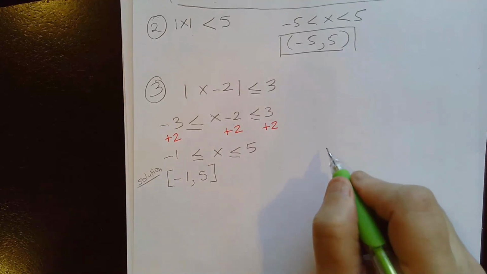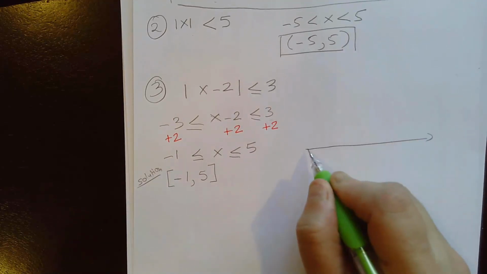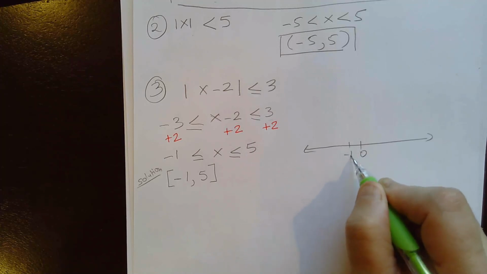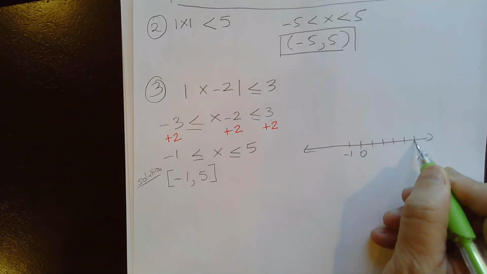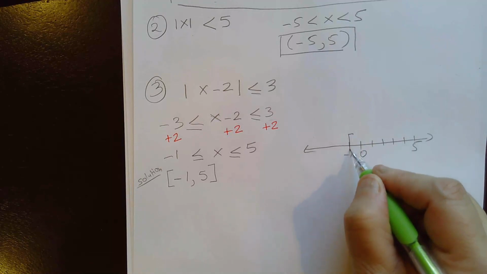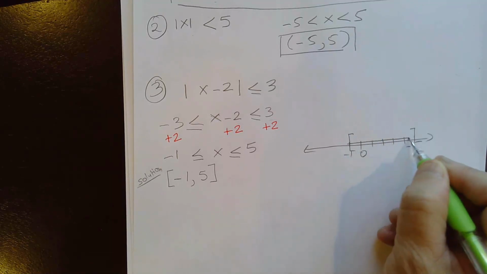And if you want to graph the solution, all you have to do is go -1, 0, 1, 2, 3, 4, 5. So it's going from -1 to 5. And here is the solution.